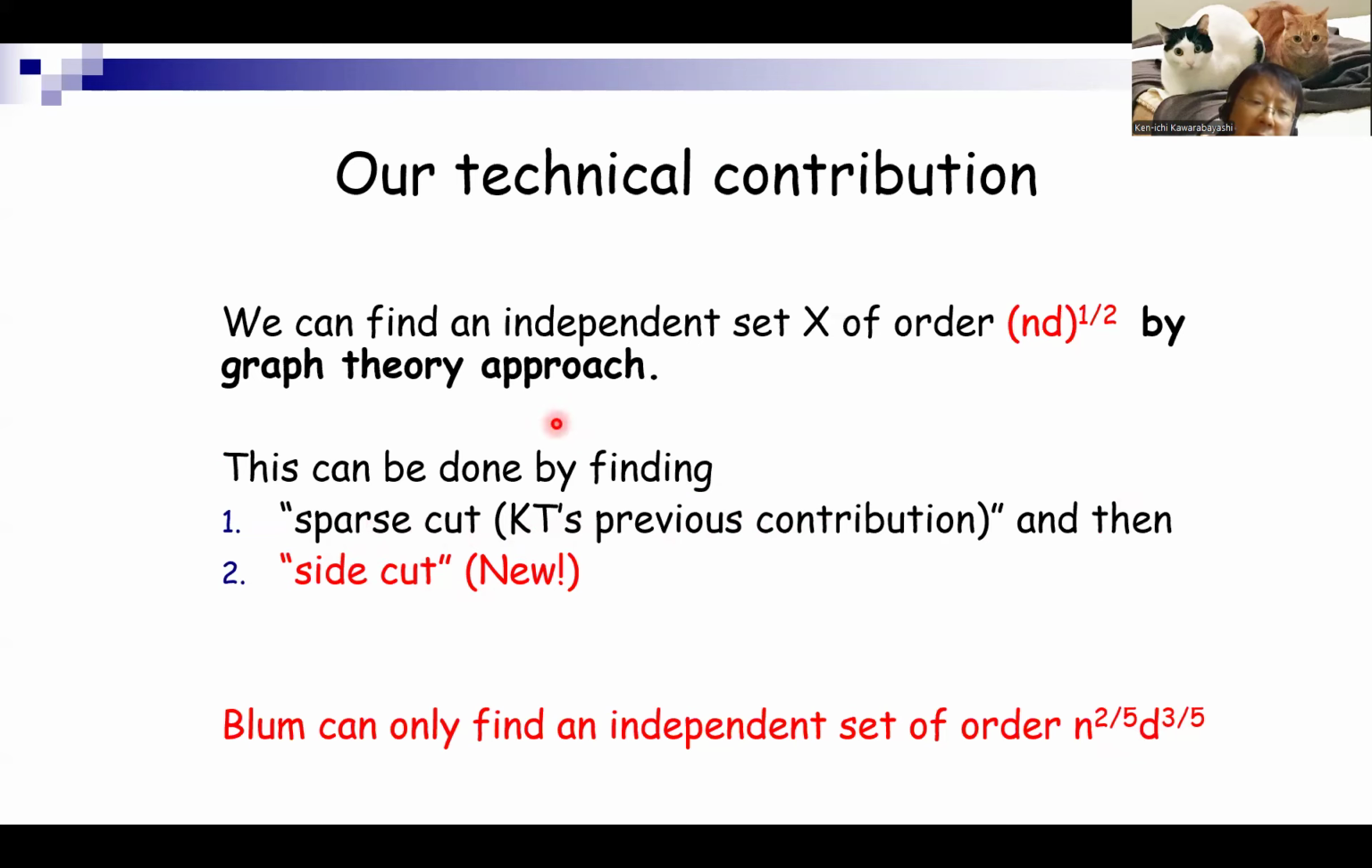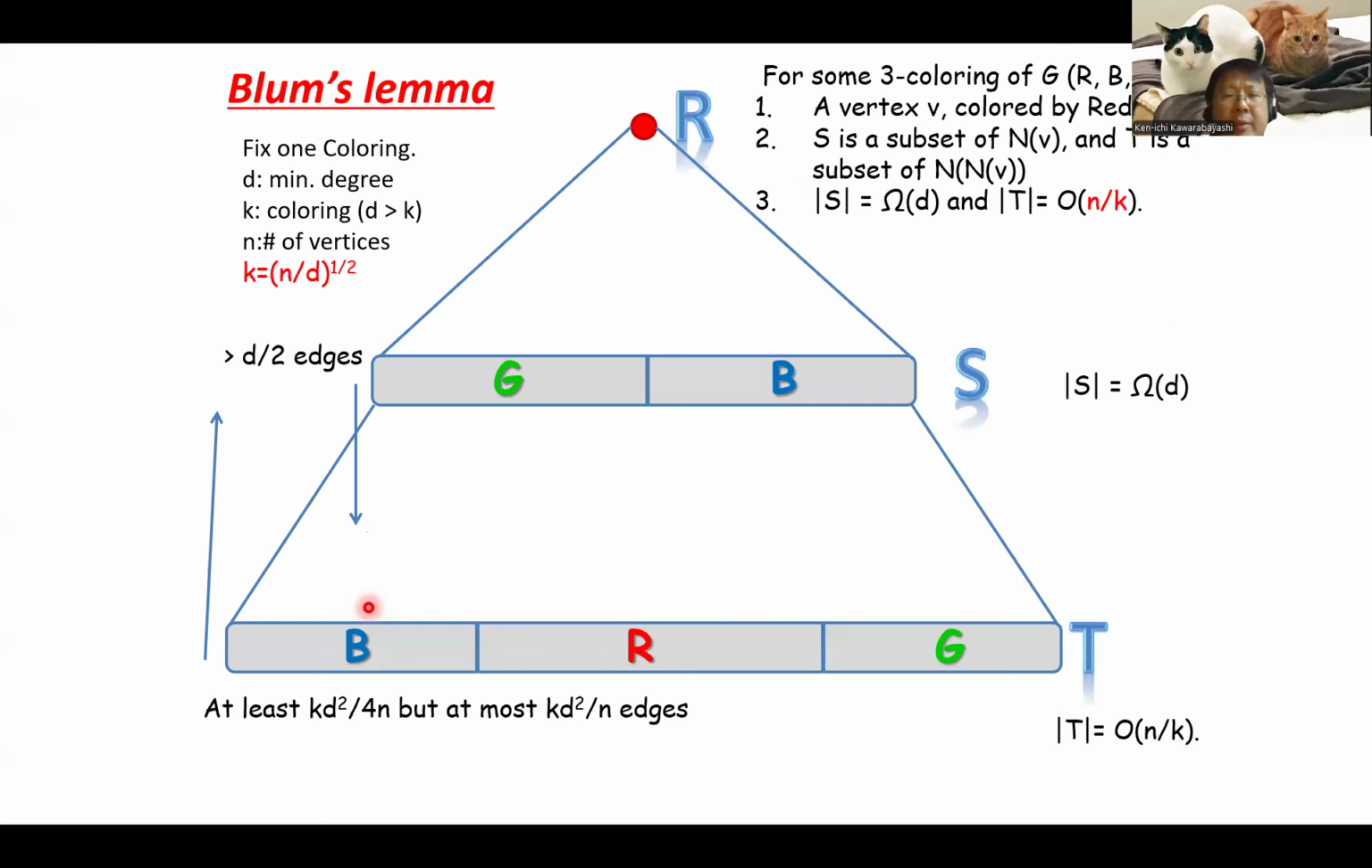Okay, so let me just define what a sparse cut and a side cut are. First, the group has a nice lemma saying that you can find such a structure, meaning that one vertex is red and the first neighborhood is basically of degree d, with green and blue almost half. And in the second neighborhood, you have blue and red and green, but up to a number k. So we want to make progress on k-coloring, to n over d to the half.